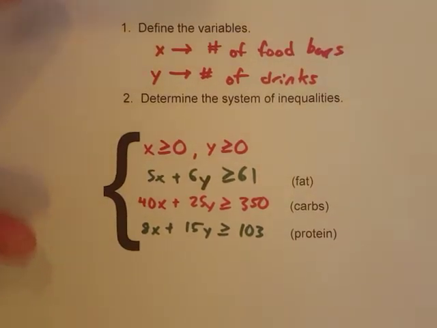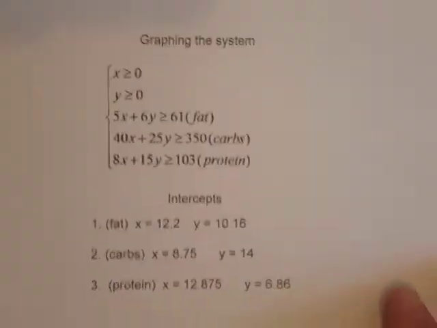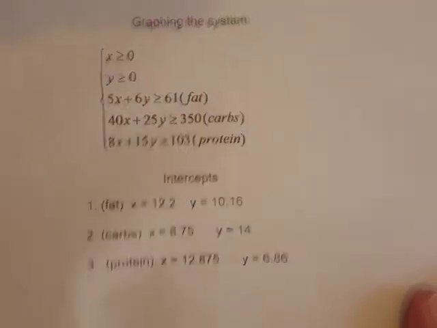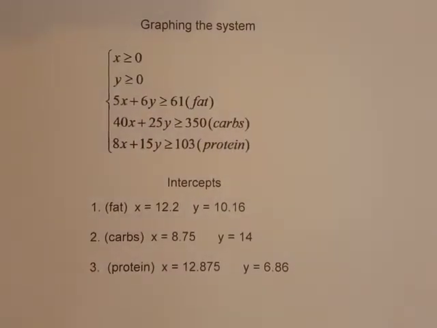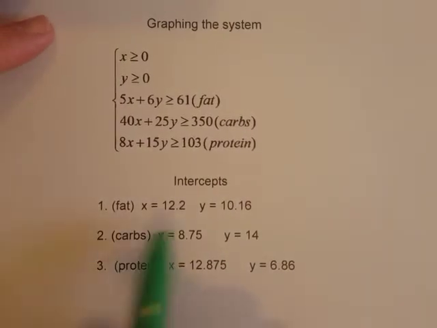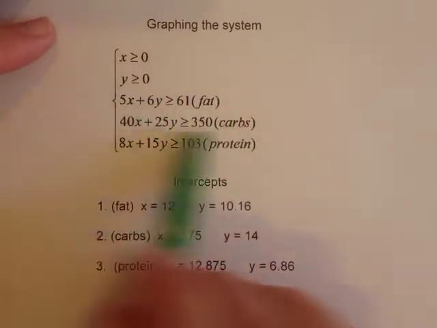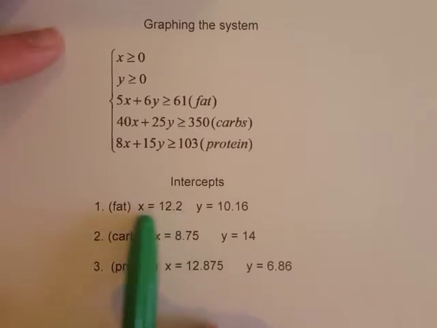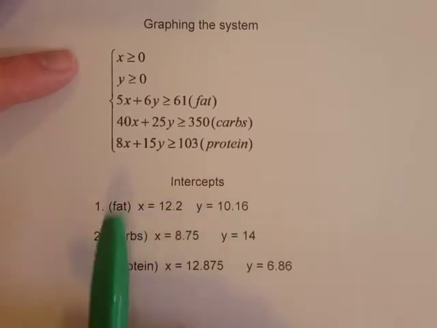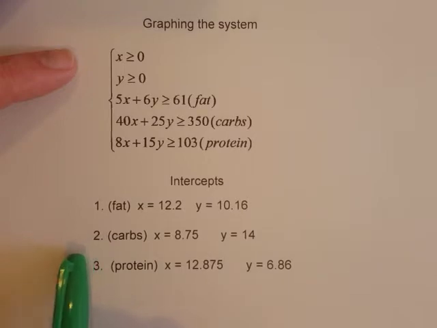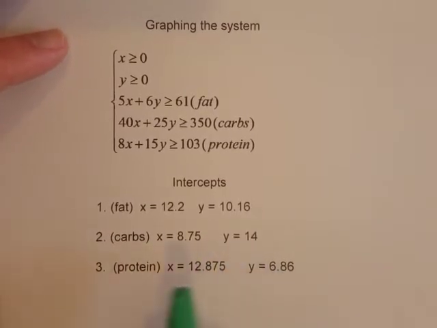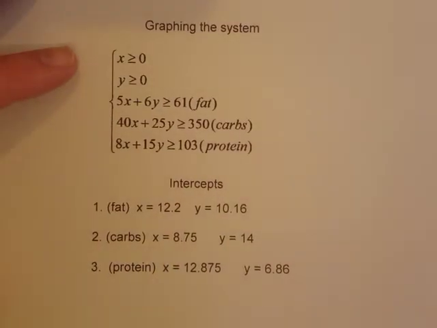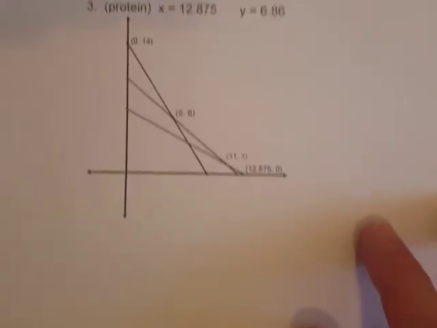Now I have rewritten this one to clean it up just a little bit. We're going to be graphing this system of inequalities, and since there's a lot of stuff going on here, what I've chosen to do is to graph these by intercepts. So if I just look at my fat, carbs, and protein, the fat had these two intercepts. I'm trying to get really precise with those if I can, because I need to know where they cross over. Carbs and protein, I just have my intercepts that I'm going to graph, and I graph them. You'll see them right here.